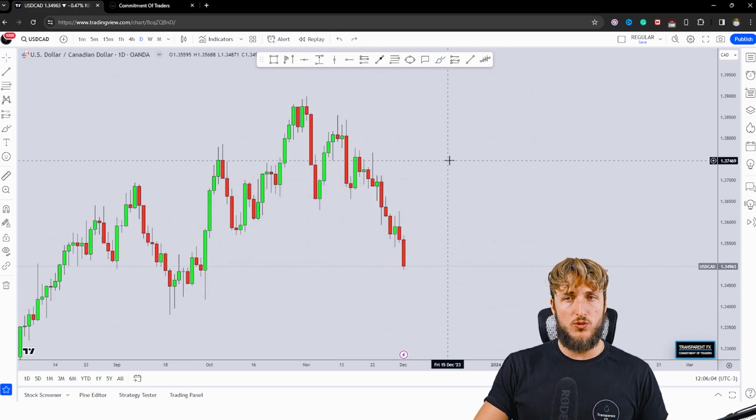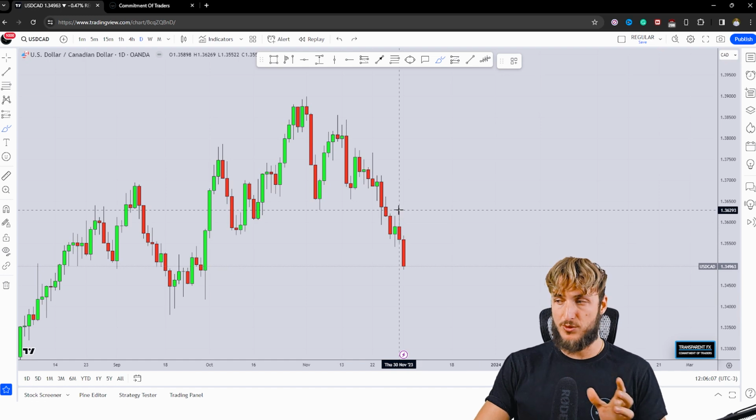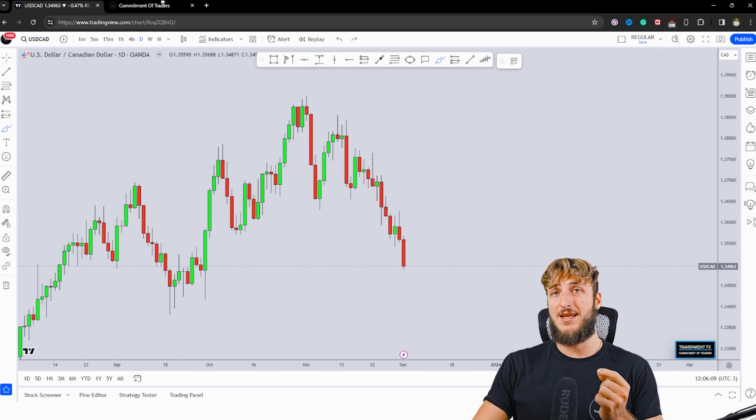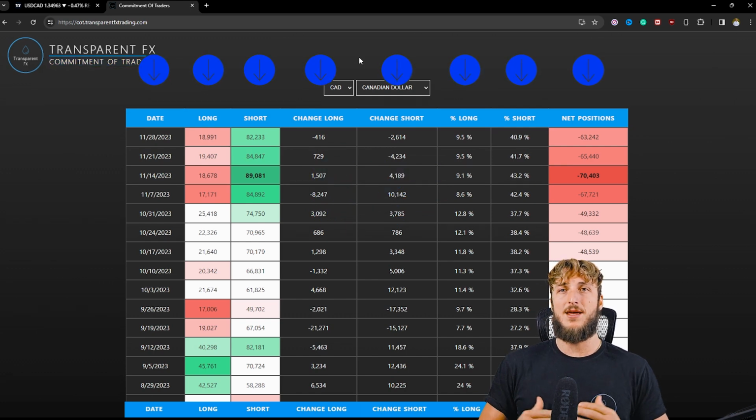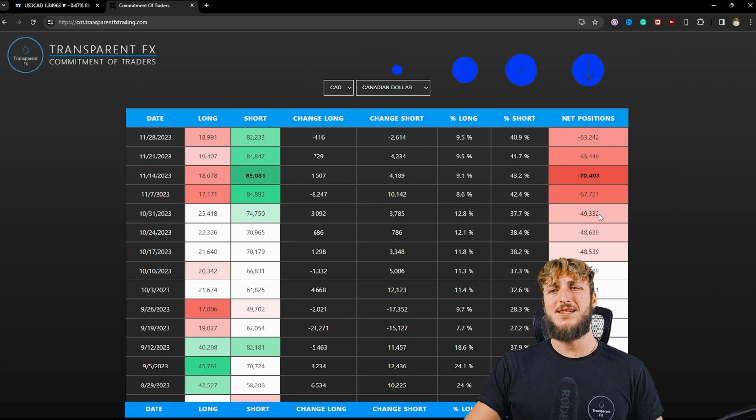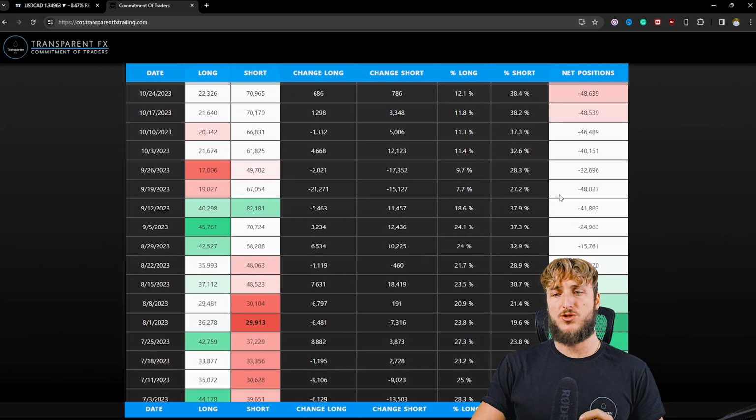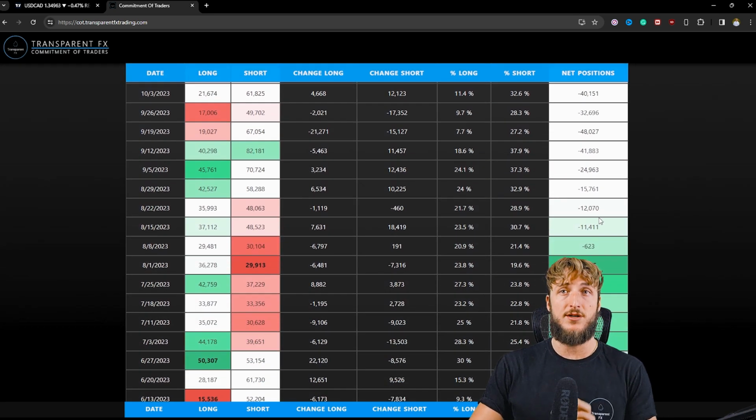But before we continue with our analysis here from a technical perspective on the daily time frame, let's first go and see what we have when it comes to the commitment of traders, so the COT data, so what hedge funds and the biggest players in the market are doing. Now, what we can see here by looking at the data on the CAD is that with the last reports, institutions have been moving back to the bearish side for the CAD.